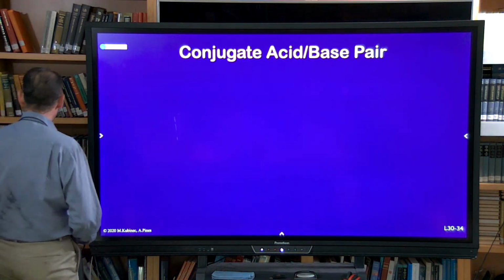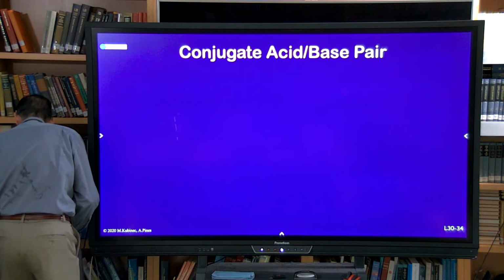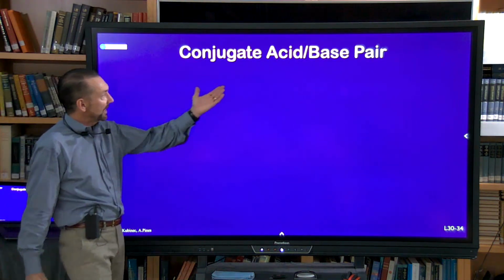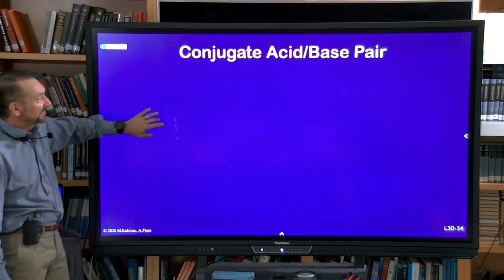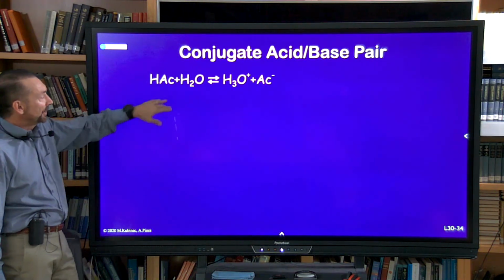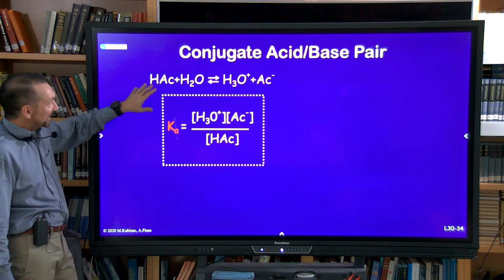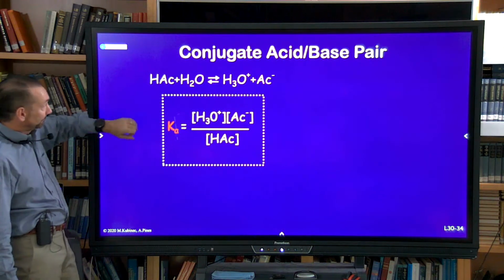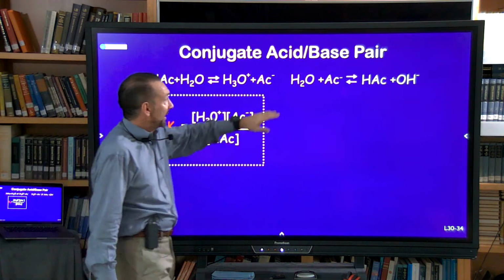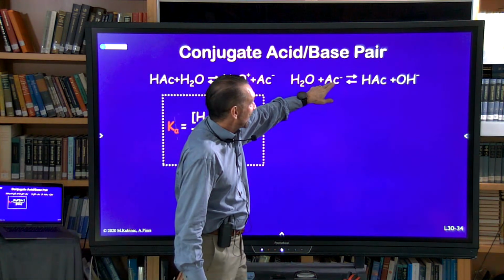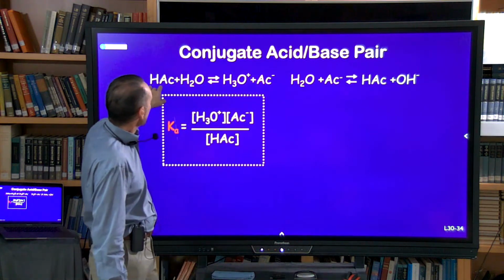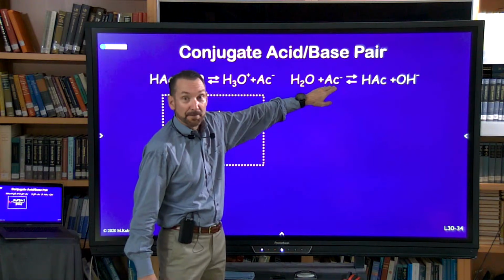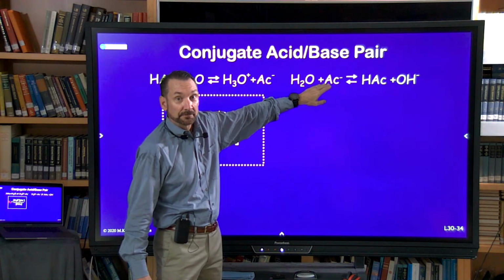I think I want to do this first. Let's talk about the conjugate acid base pair. We just talked about the conjugate base acid pair. So here I'm going to write the same thing down, except I start with the weak acid case. And here it's that weak acid acting like a base. So here's the conjugate acid reacting with water. Here's the conjugate base reacting with water.